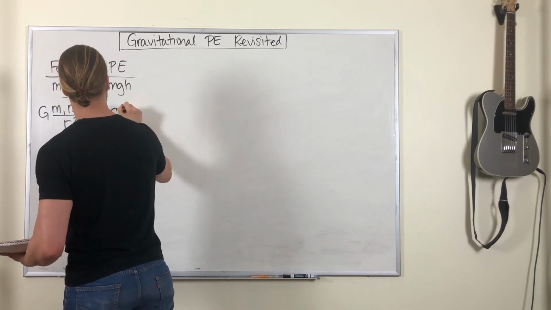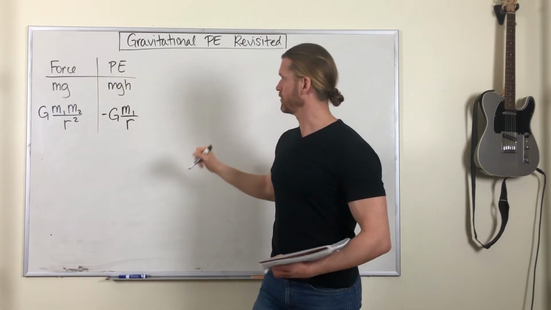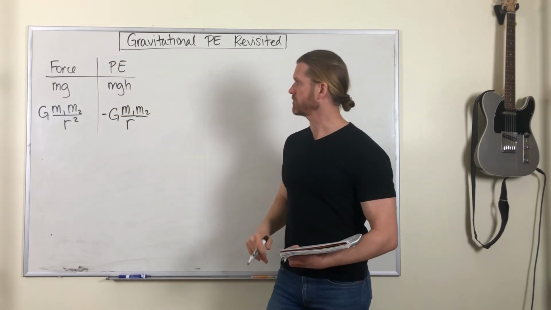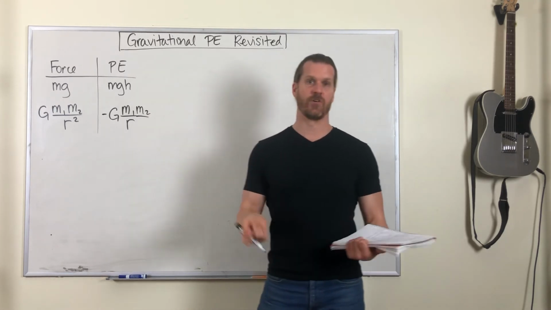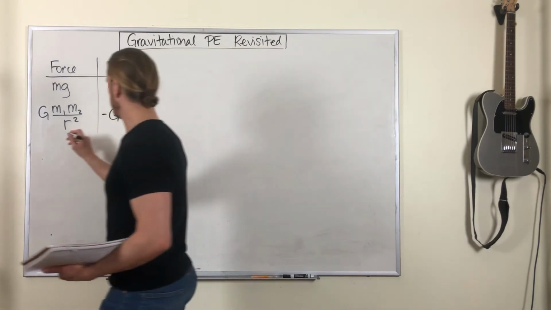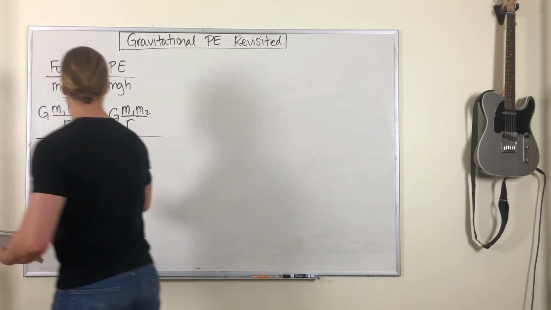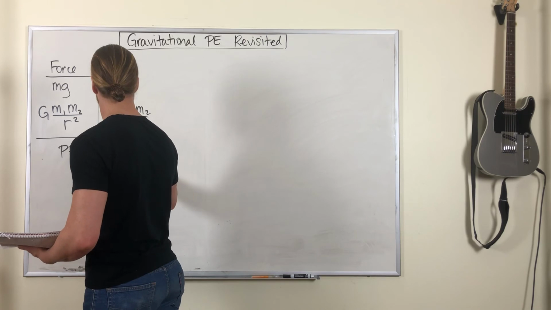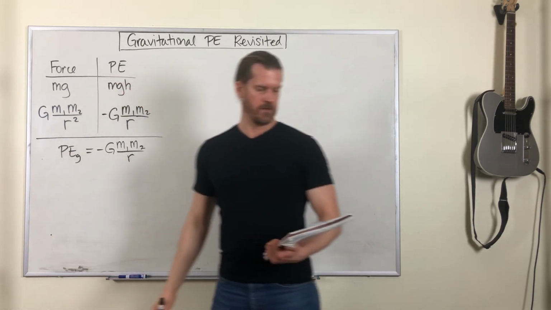Minus G m1, m2 over r. So there's a minus sign in here, and on the bottom you have r instead of r squared. So let's think about this expression and what it means. I'll just write it out here in equation form one more time. Gravitational potential energy is minus G times mass of first object, mass of second object, divided by the distance between them.